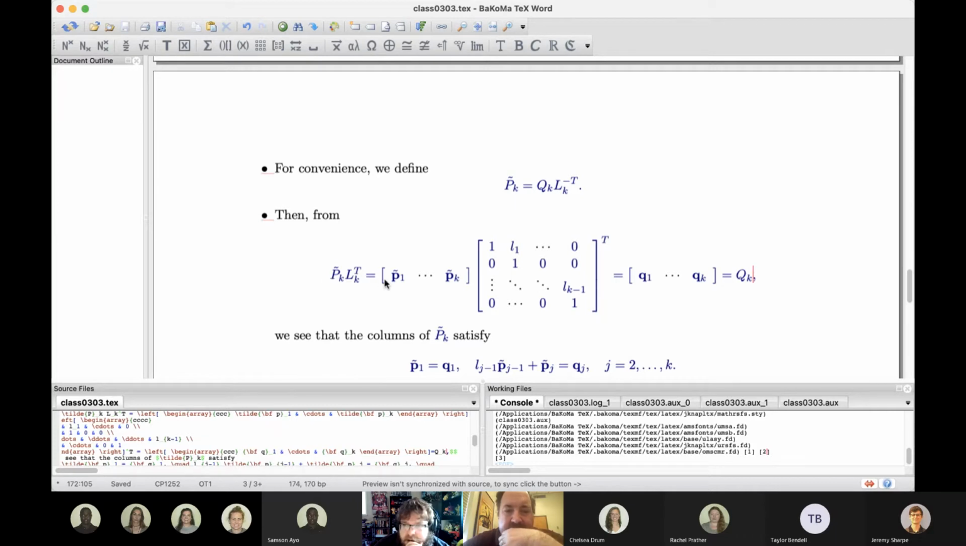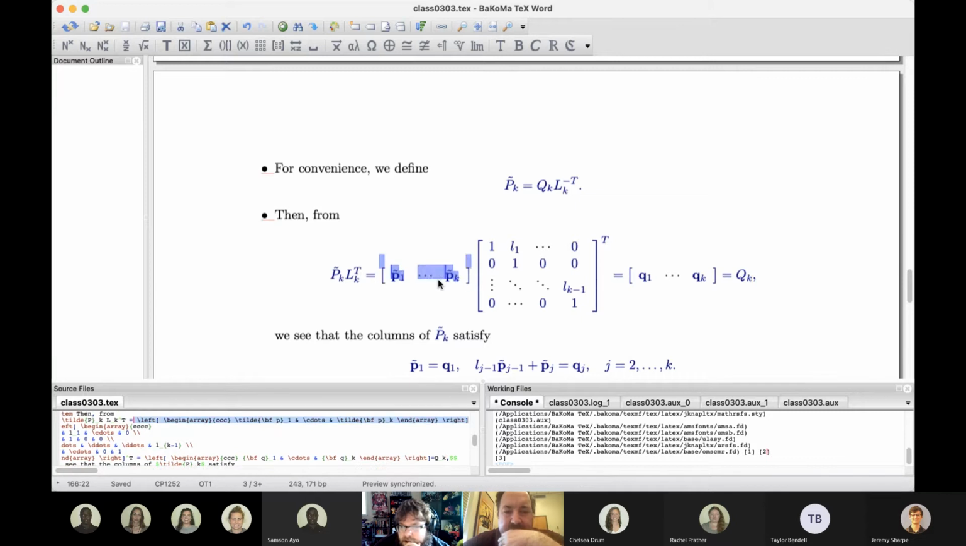Now I'm going to break P_k tilde down into its columns, so little p_1 tilde up to little p_k tilde. And then here's L_k transpose. We saw L_k previously. It's just transpose now, so it's unit upper triangular.